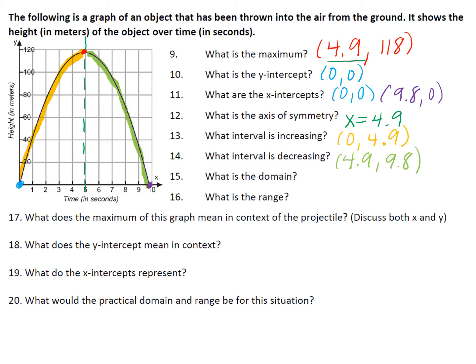Your domain are your x values, and so we want to look across the x-axis. Hopefully these highlights aren't going to be too dark. So your domain are your x's, and so my domain is going to be this region here. So for my domain, that's going to be from 0 to 9.8. And I use brackets this time because we're including those. Again, that's not super important right now. That's something you will work on in your later math courses.